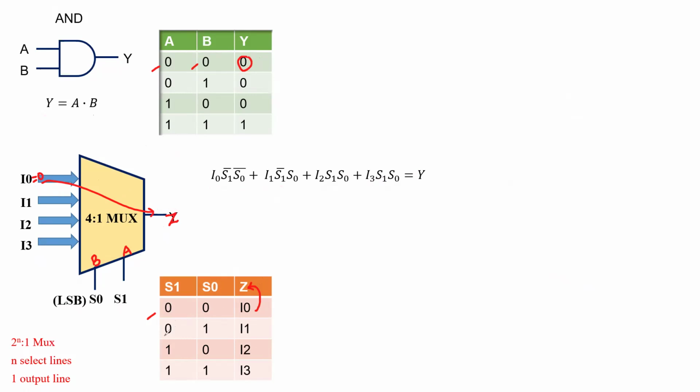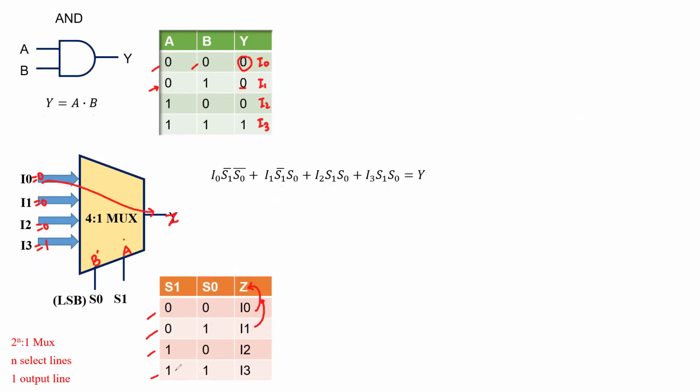Now for the second condition, when S1, S0 are 0, 1, which is similar to A and B being 0, 1, because we have mapped these two, I know that I1 gets connected to the output. So the I1 value here should be 0. You see that this is I0, this is I1, this is I2, and this is I3. These are the values of the variables. So I2 has to be 0 and I3 has to be 1.